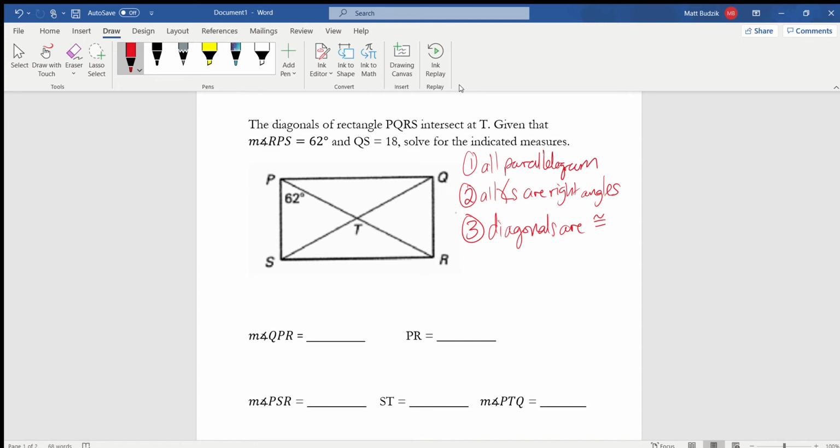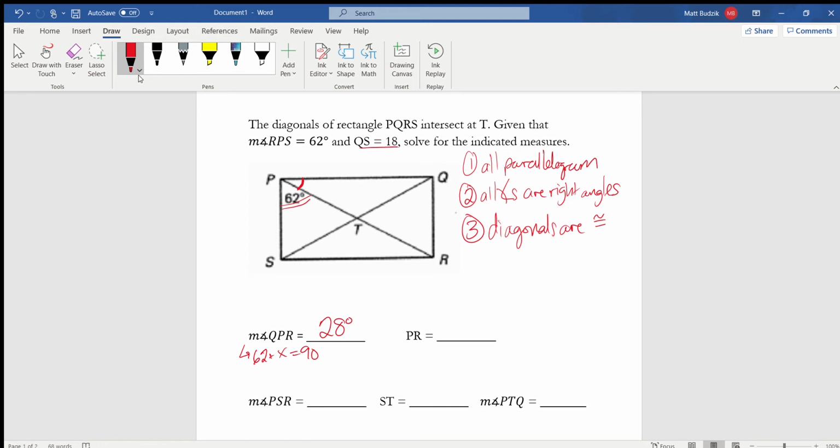So angle QPR is this angle right here. So I know that angle P is a right angle, so it's 90 degrees. But here I already have 62 of it from angle RPS. So I know I got 62 plus whatever QPR is, that's got to get me to 90. So from that, we get that this is a 28 degree angle. Because again, that's what's going to make angle P a right angle. So we got that.